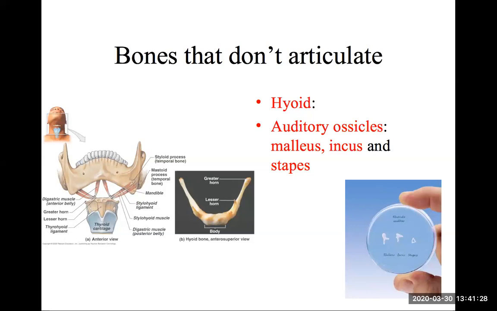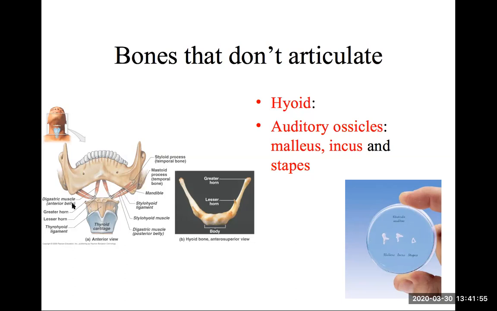All right, in the body, part of the axial skeleton includes these small bones that don't articulate. They don't make joints with other bones. This first one, the hyoid, is the only bone in your body that really doesn't touch any other bone. Okay, the hyoid is sort of a U-shaped structure, and it has these projections, and they're called horns or cornu.